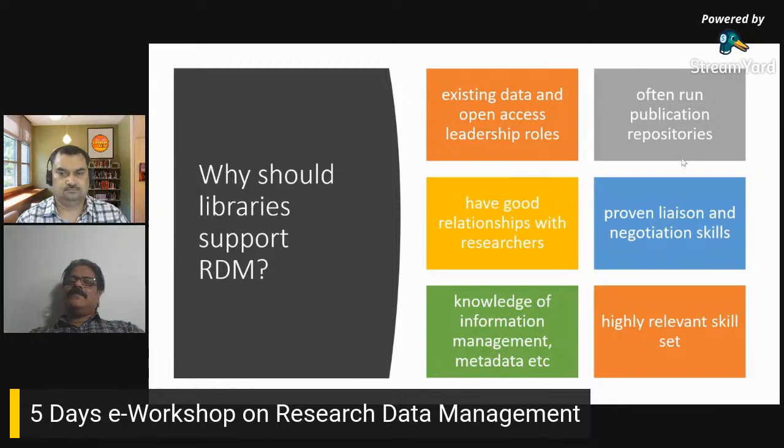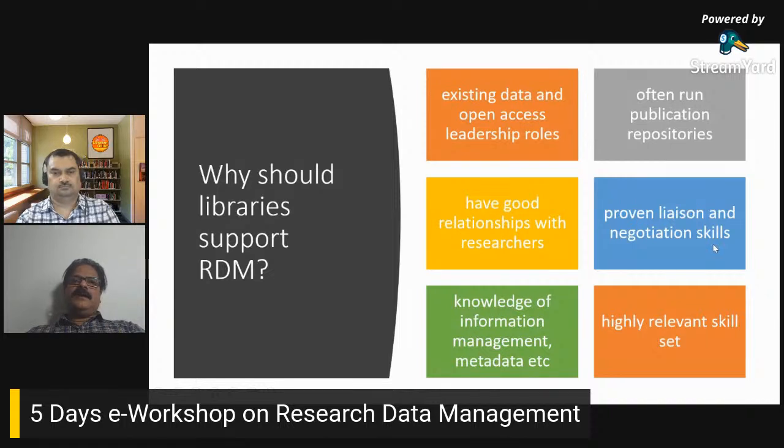And we librarians often run publication repositories like DSpace or EPrints, etc. So we know about metadata. But our knowledge is not enough. We need to learn more about metadata types. And we have a good relationship with the researchers. We always talk to researchers. They always approach us for various research help, like how to do the referencing, etc. So we have a good relationship with them, and we have proven liaison skills.